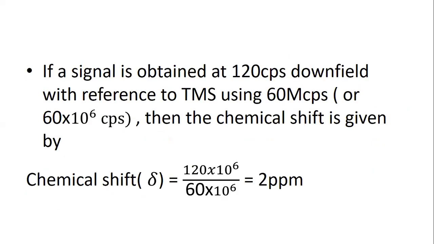If a signal is obtained at 120 CPS downfield with reference to tetramethylsilane using 60 MCPS, that is 60 into 10 to the power 6 CPS, then the chemical shift is given by 120 divided by 60 into 10 to the power 6, times 10 to the power 6, which is 2 ppm.